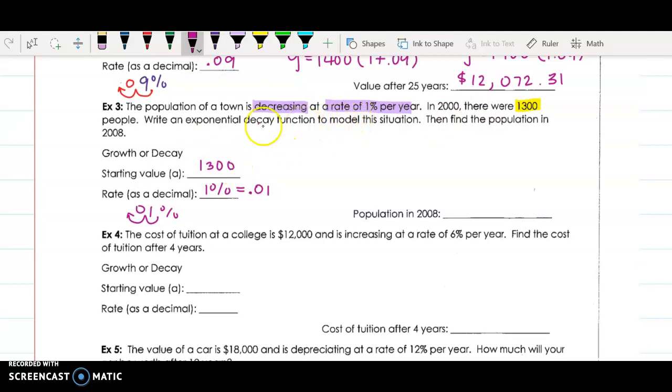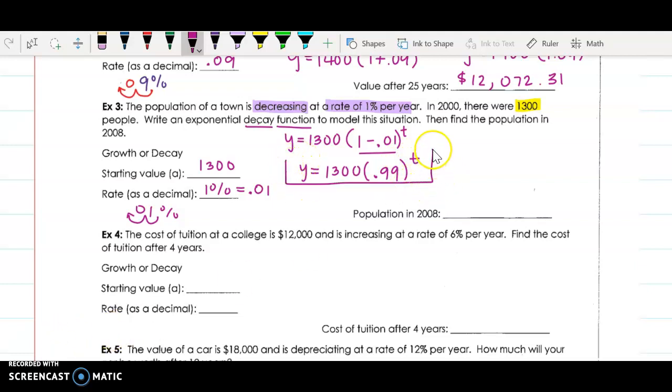And we'll write our function, and this is a decay function, so it's going to be 1 minus r. So y equals initial value, which is 1,300, times 1 minus r, which is 0.01, to the t. Again, the function to represent this situation will have both variables, the t and the y. We'll go ahead and combine like terms here to get y equals 1,300 times 0.99 to the t. Now we're ready to evaluate for the given amount of time.